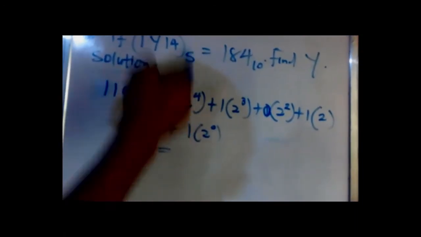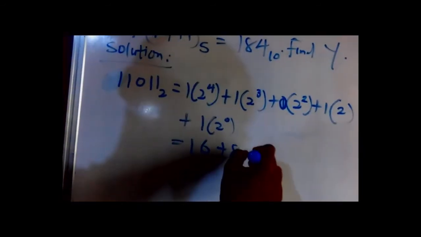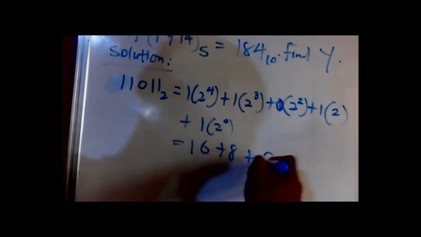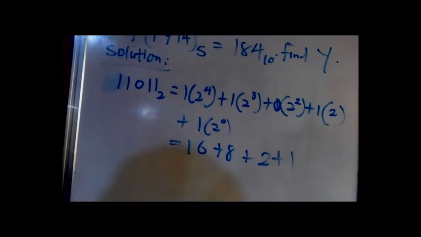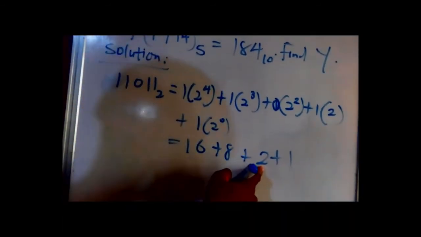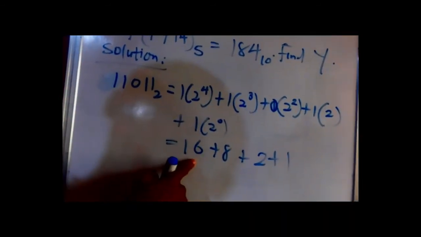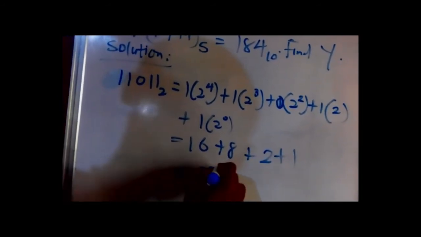So which is equal to 2 raised to power 4, which is 16. 2 raised to power 3 is 8. This is 0, and this is 2, plus 1. 2 raised to power 0 is 1. 1 times 1 is 1. 8 plus 2 is 10. 10 plus 16 is 26. 26 plus 1 is 27.